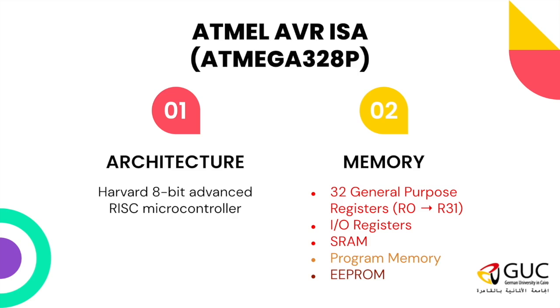So as you can see the memory hierarchy, we have the data memory, which consists of the general purpose registers, the IO registers, and the SRAM. It's a volatile memory. We have the program memory, which contains my programs, instructions I want to execute, which is a non-volatile memory. And finally, we have the EEPROM, which stores configurations of the microcontroller or data that I want to retrieve even if I unplug my microcontroller later on, which is also a non-volatile memory.